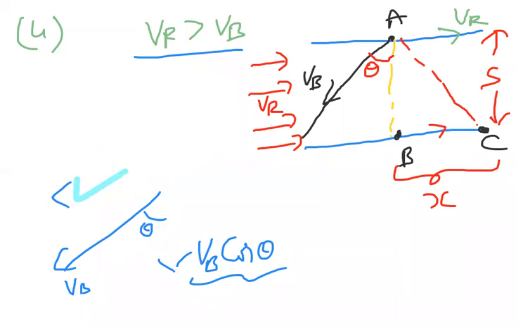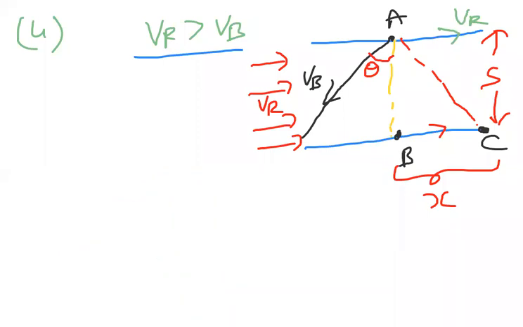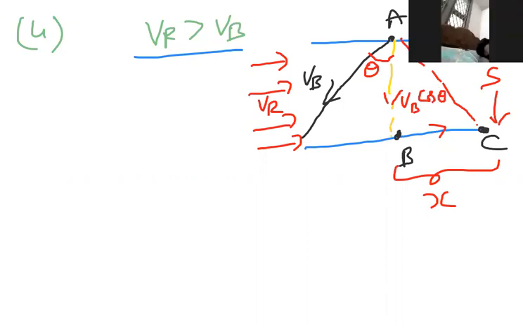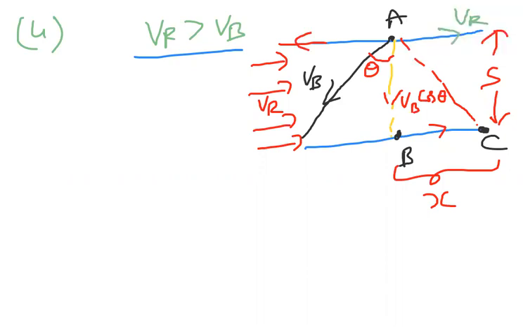Now what I am doing here is resolving that VB into its components. The component in the direction perpendicular to the banks is VB cos theta. And the component in the direction opposite to the river flow is VB sin theta. Observe carefully here. VR and VB sin theta are both in opposite directions.